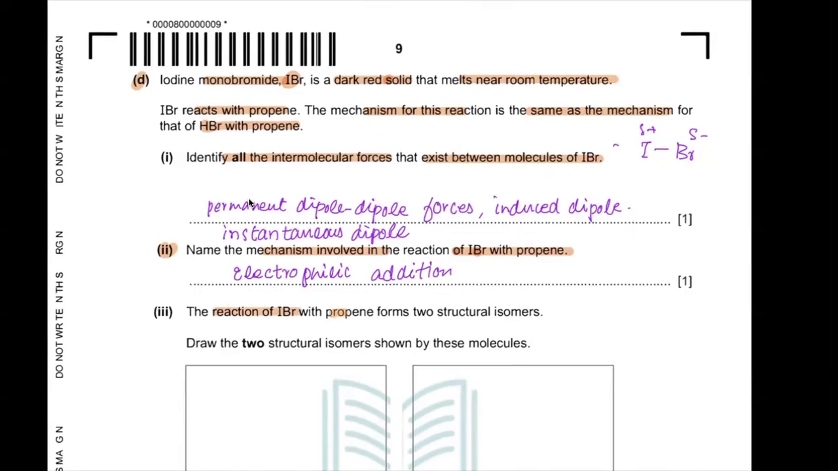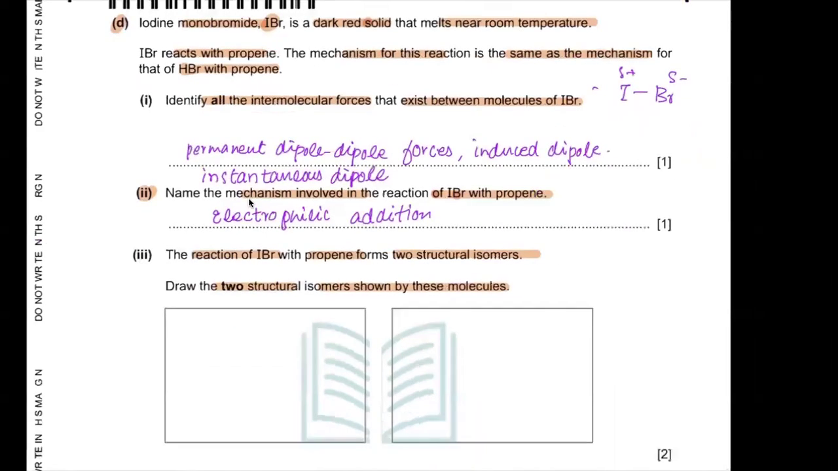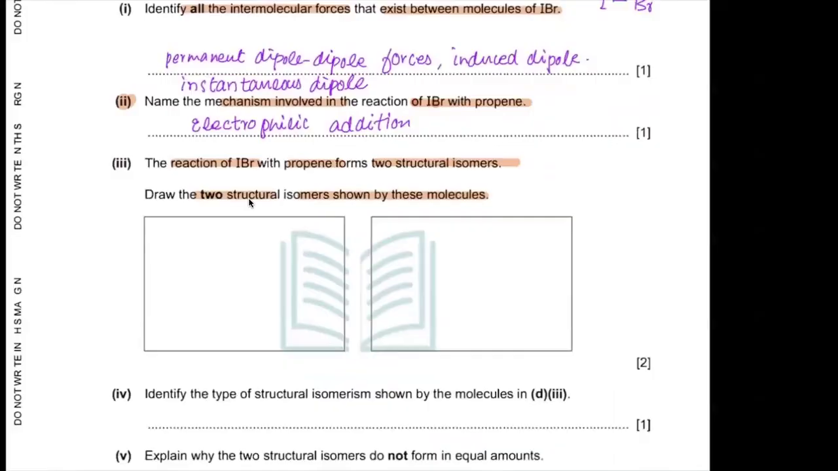Now, the reaction of IBr with propene forms two structural isomers. Draw the structural isomers shown by these molecules. So, see, it's propene. So, CH3, CH, double bond CH2. So, one possibility is this, it turns into a single bond, one iodine gets here, bromine gets here. The other possibility is opposite to it. So now iodine goes to the terminal carbon and bromine to the middle one. So, see, here are two isomers. Okay.